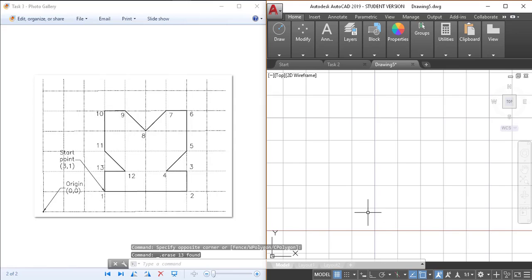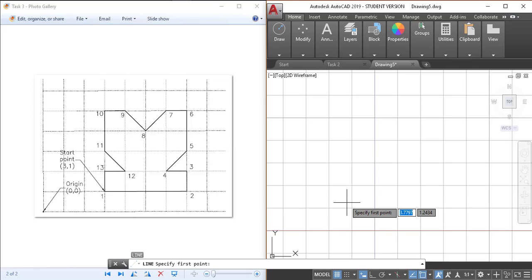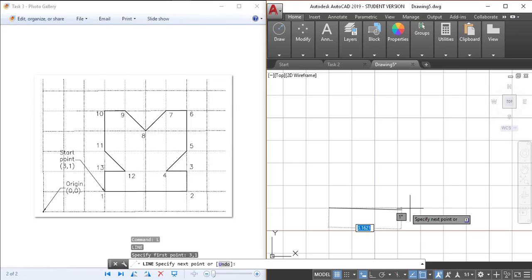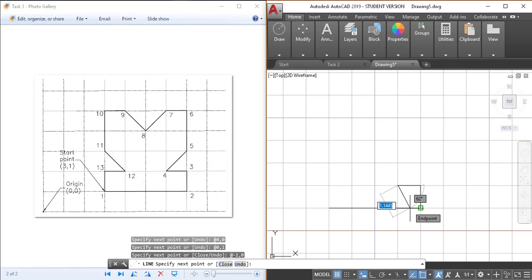Now we have to draw it in a relative coordinate system. Before doing that, we have to switch on the dynamic input mode button, and then invoke the line command and start with the first coordinate, which is 3, 1. Then we have to move 4 units in x-axis, so 4, 0. Then 1 unit in y-axis, 0, 1. Then 1 unit in negative x-axis, which is -1, 0. Now we have to move 1 unit in x-axis and 1 unit in y-axis, so 1, 1.